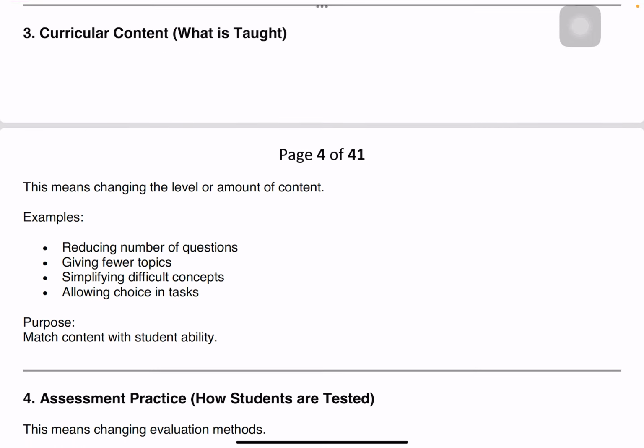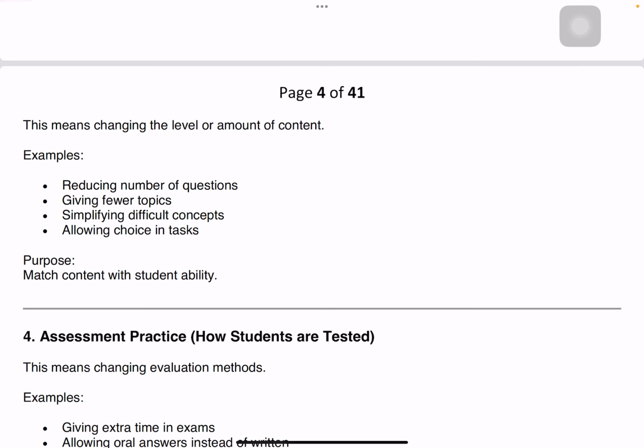Number 3, curricular content. What is taught? This means changing the level or amount of content. Examples: reducing the number of questions, giving fewer topics, simplifying difficult concepts, allowing choice in tasks. Purpose: match content with student ability.